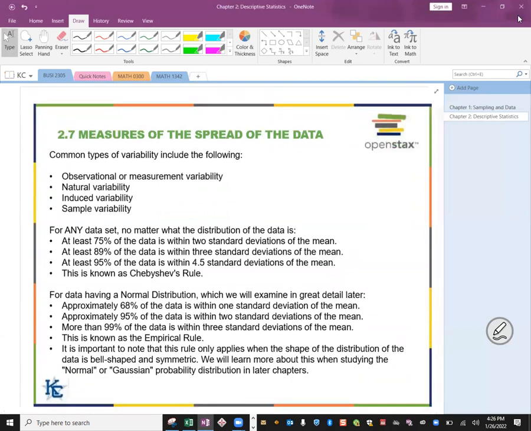So when we're talking about measures of spread, there's a few things we want to talk about. The reason we need measures of spread is to help us understand variability. And there's lots of reasons why we could have variability in data. We have what's called observational or measurement variability. So an example of that would be like if we were using a scale and maybe we used 2 scales. So we had 2 sets of data.